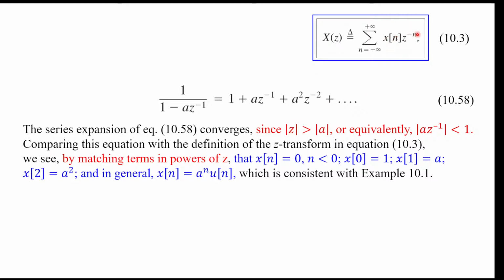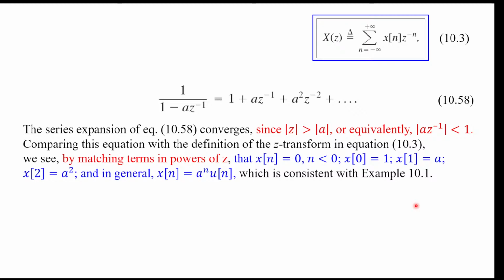So you see that for n equal to 0, x of 0 equal to 1, for n equal to 1, then x of 1 equal to this a, and when n equal to 2, x of 2 equal to a squared. So you see that the x of n equal to a to the n times u of n. And this is same as our example 10.1 calculation.